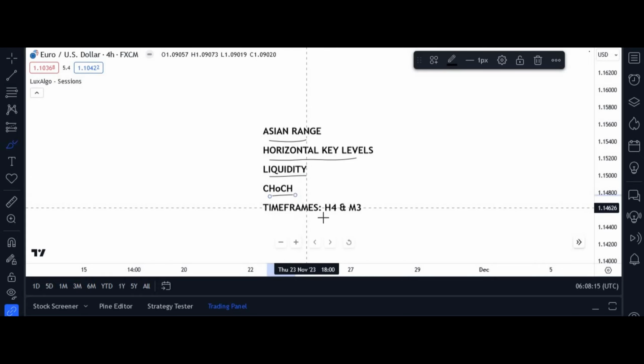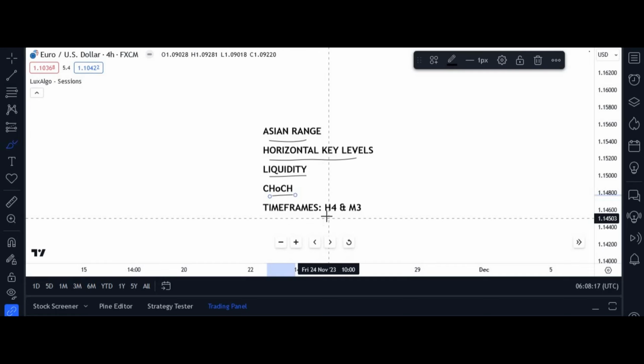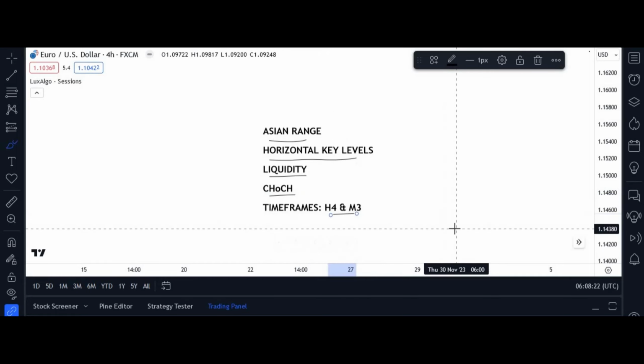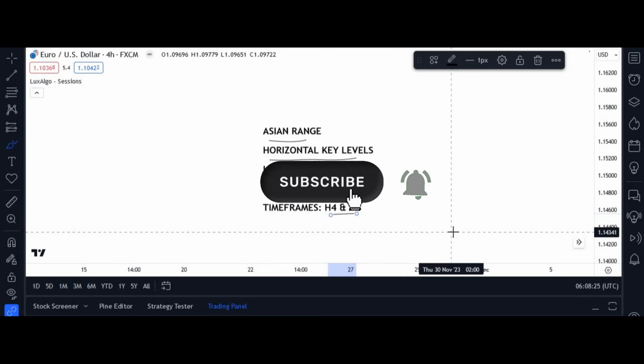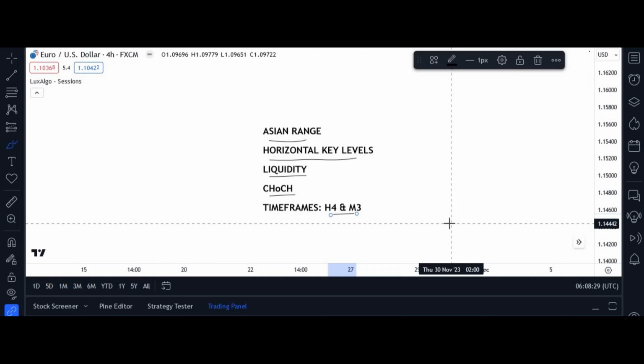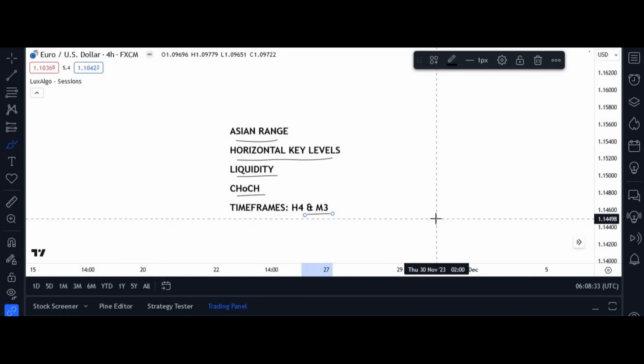And then the time frames that we're going to be making use of are the 4-hour and 3-minute time frame. And you can use the 5 minutes if you're more comfortable with this, but I would advise you stick to the 3 minutes and stay away from the 1 minute to avoid false signals.